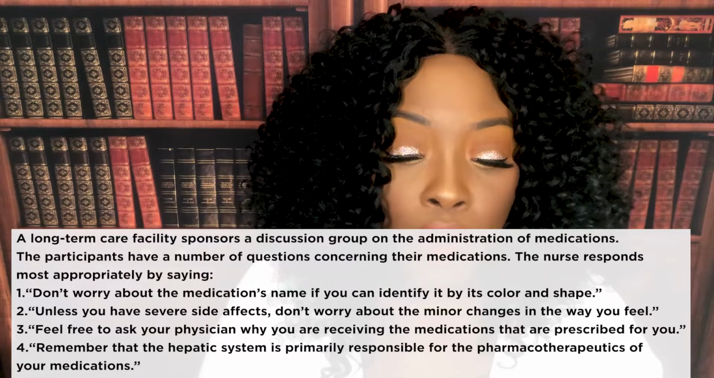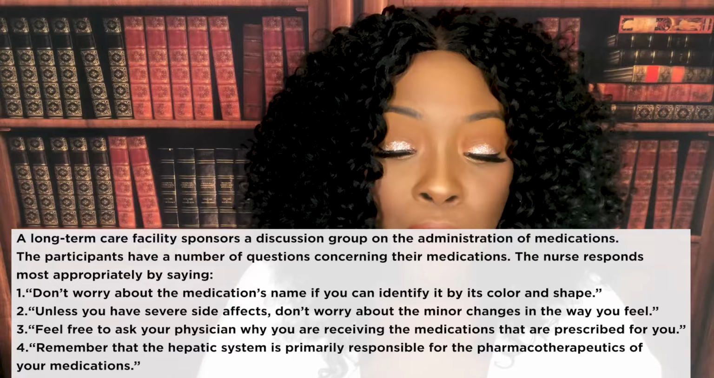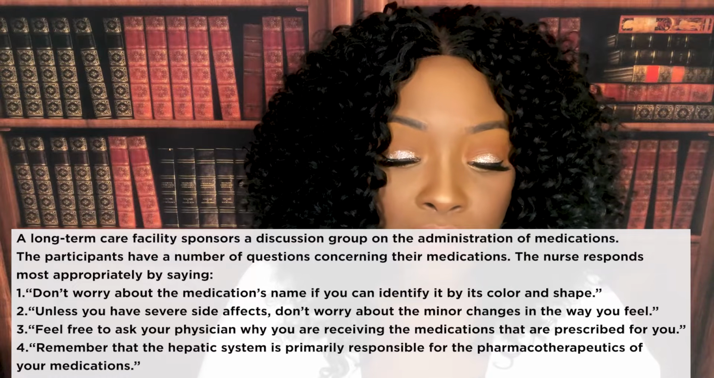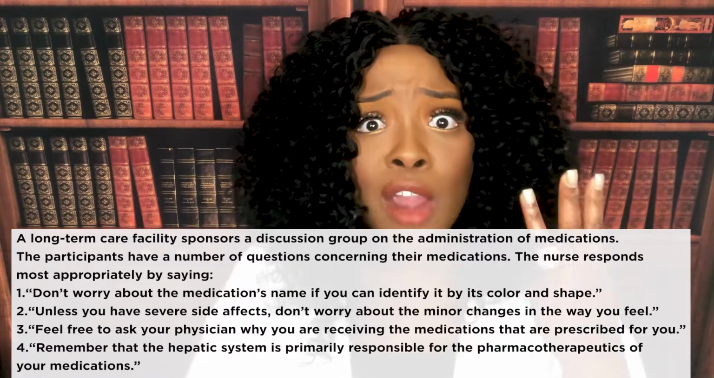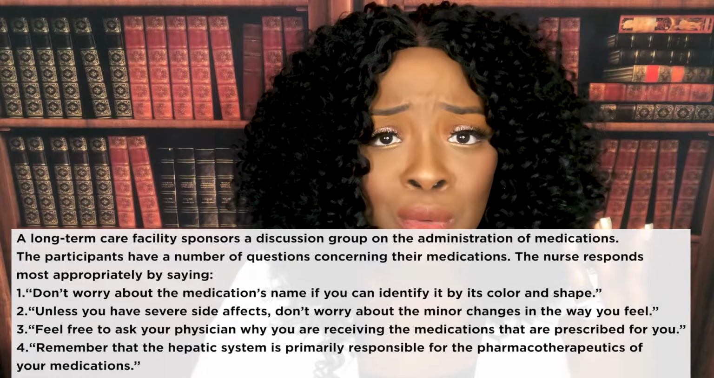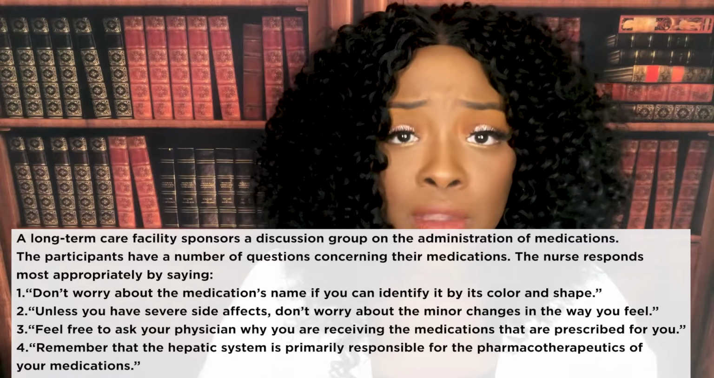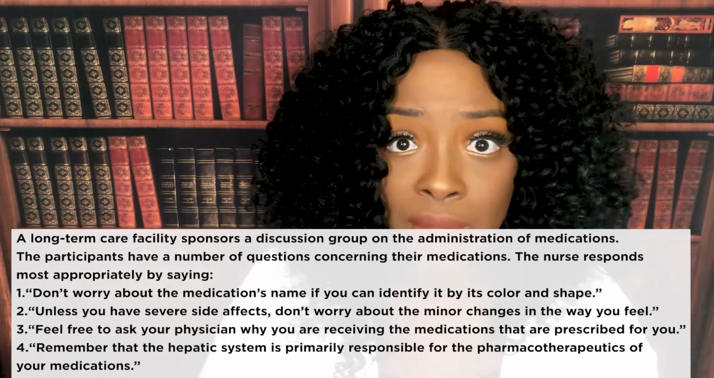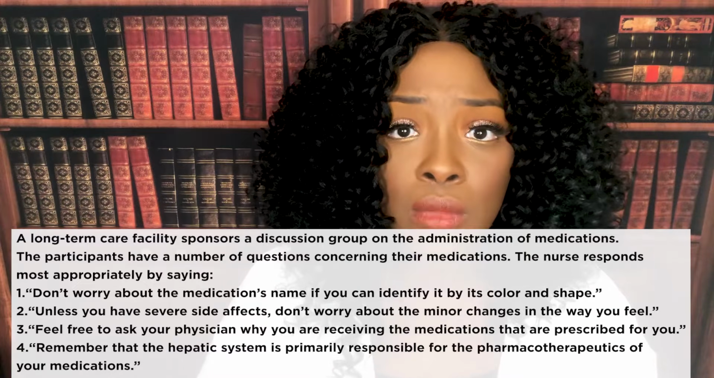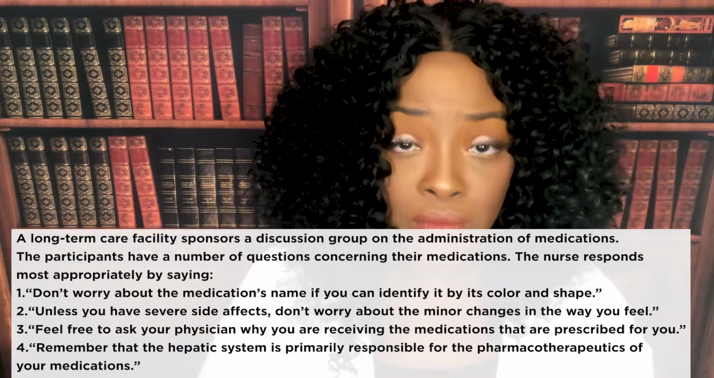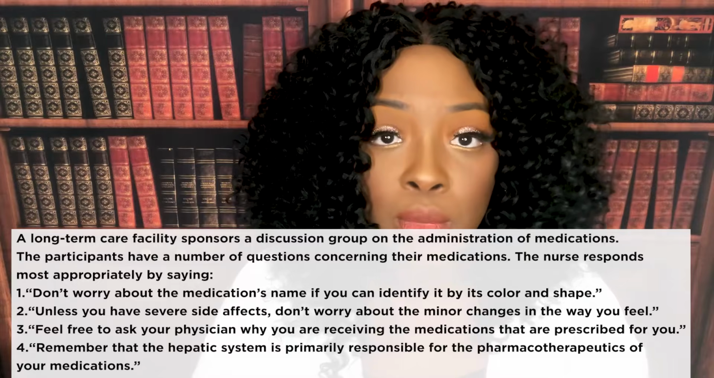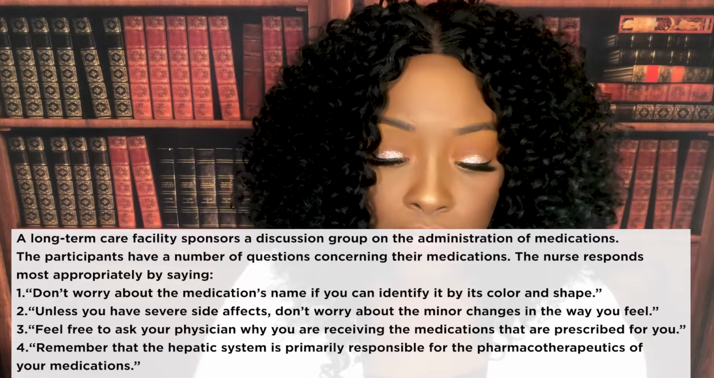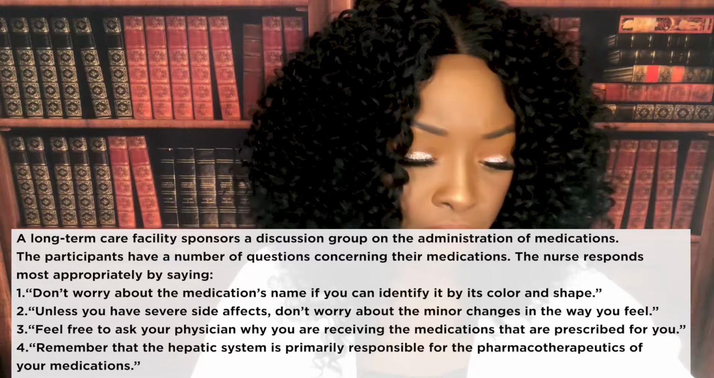And then choice number 4, remember that the hepatic system is primarily responsible for the therapeutics of your medications. And that's wrong, because I just told you there are 3 systems that are primarily responsible, not just the hepatic system. Hepatic, by the way, guys, that's your liver that they're talking about. So not just the hepatic system, your GI system, as well as your renal system, which is the kidneys. Those 3 are responsible for pharmacotherapeutics of medication, okay?